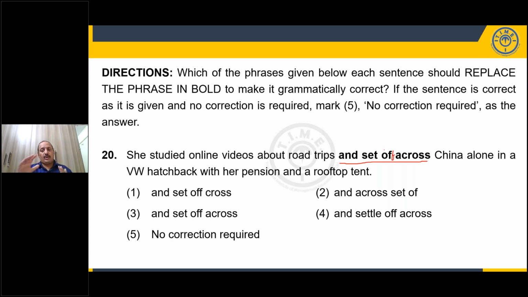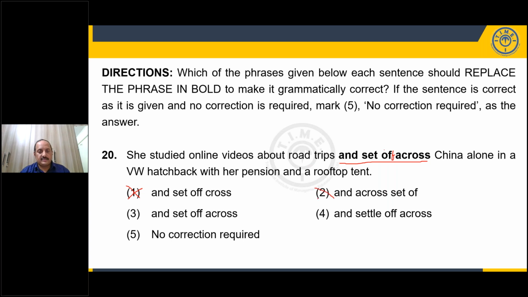So I can say she set across China. I don't need that "off" at all. That could be one way of doing it. She studied online videos about road trips and set across China or set off across China, with a double F, O double F. So let's see which option has that. "Set off cross," but I need an "across" and not just "cross." So one gets eliminated and "across set off."